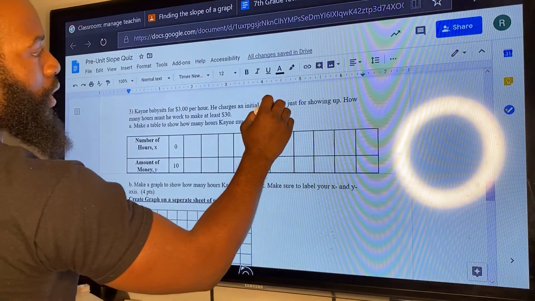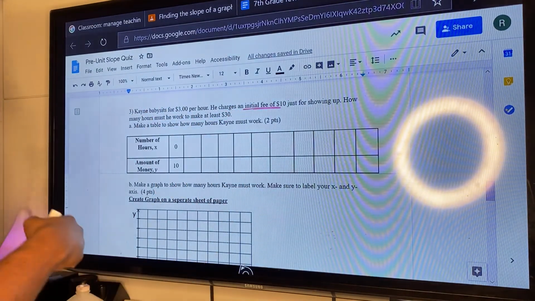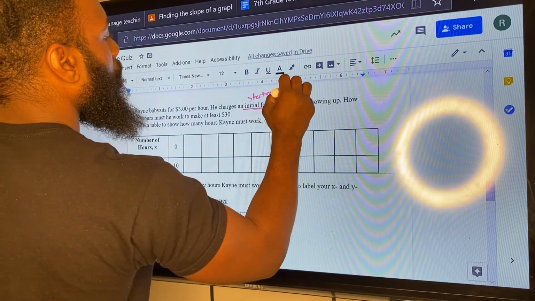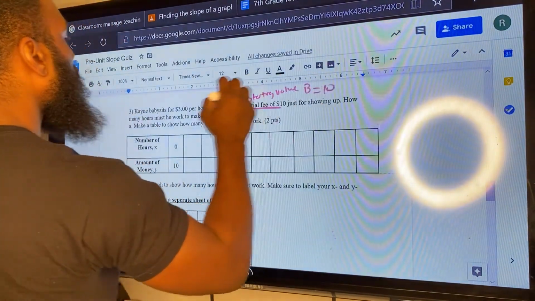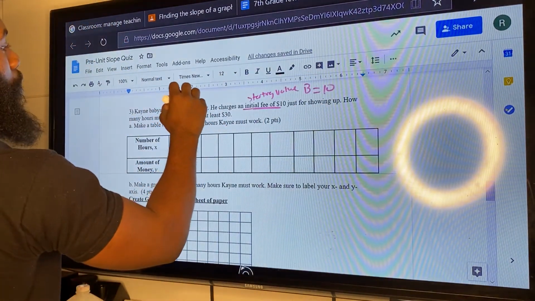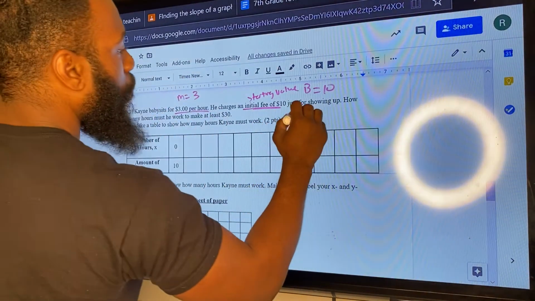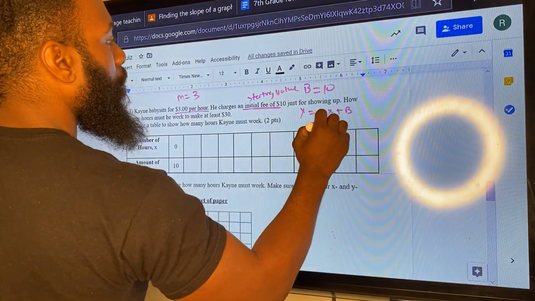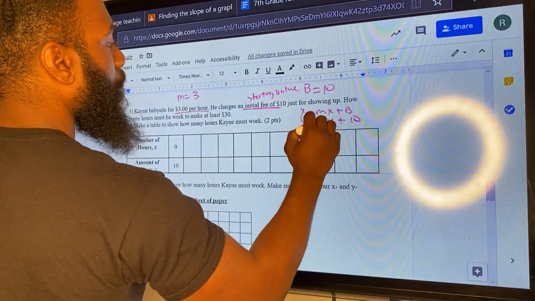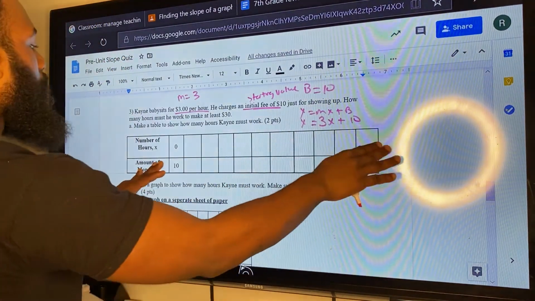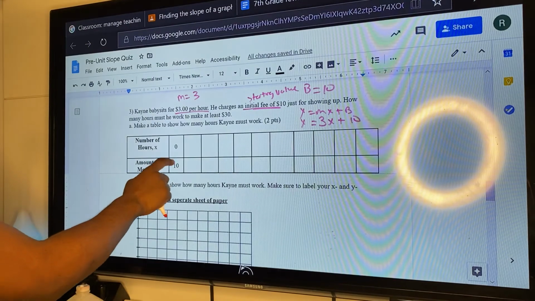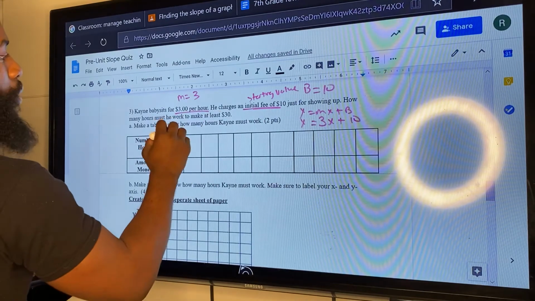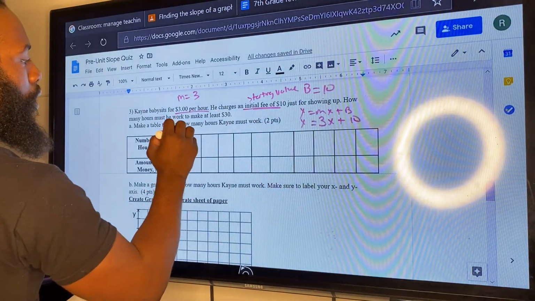So the initial fee, $10. Initial means starting value, which means y-intercept. So our b equals 10, and $3 per hour is our slope. So let's put that together in y equals mx plus b form. m is 3, so y equals 3x plus 10. You have to use that to create your graph. So he already gave you the amount, and they got this by doing 3, the slope, times 0 plus 10, which equals 10.